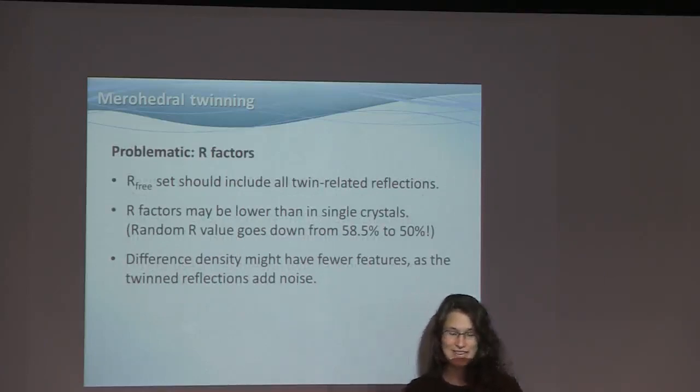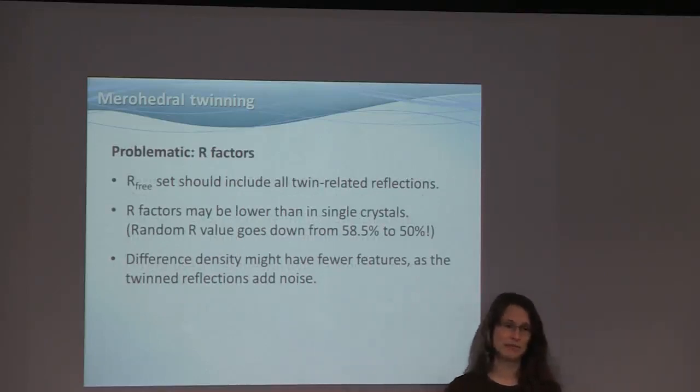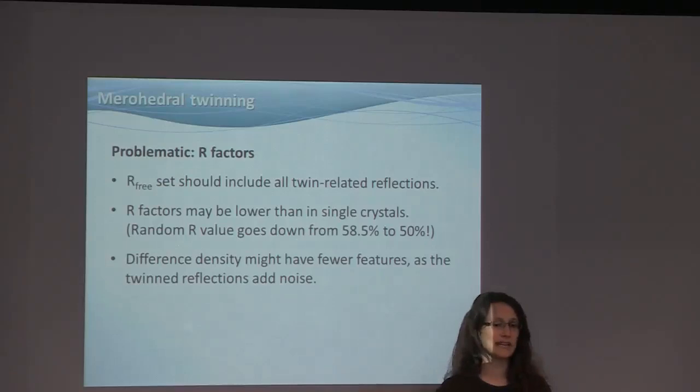R-free is slightly problematic because R-free needs to include all twin-related fractions. So the easiest way to achieve that, in such a case, is to use thin shells for the R-free determination and not absolutely random reflection values.